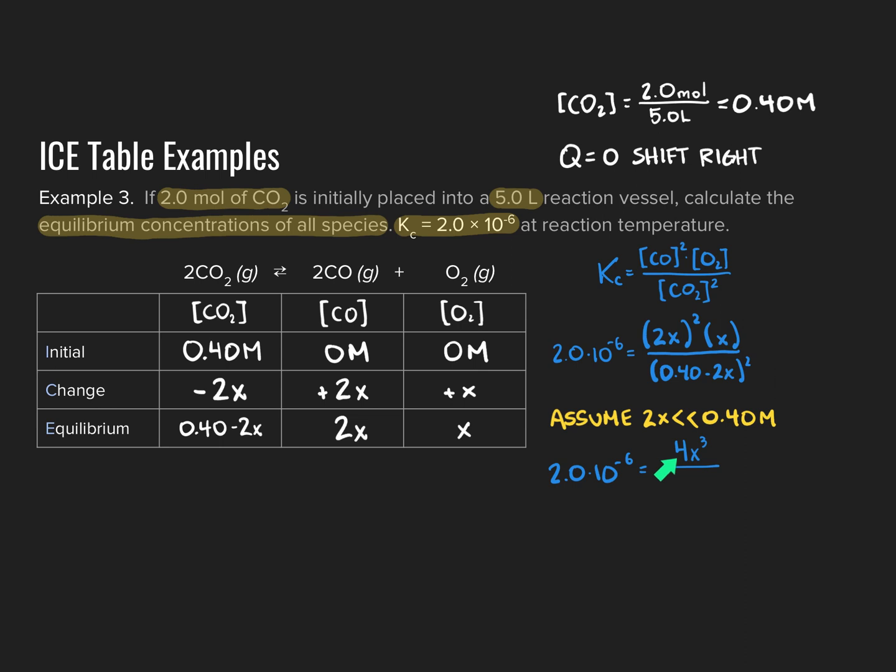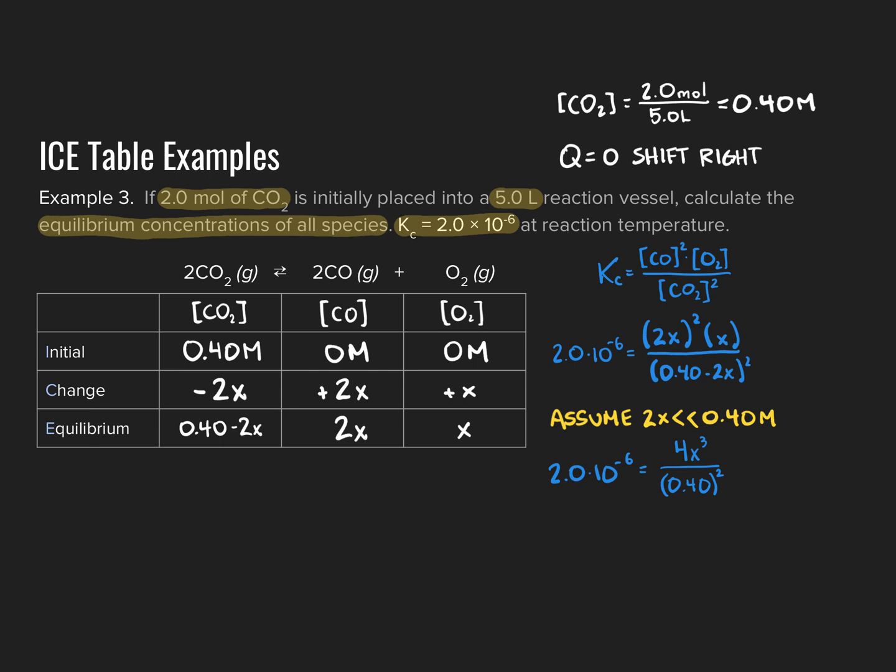And then in my denominator, here's the tricky thing. If the value of 2x is very, very small compared to 0.40, then 0.40 minus that very, very small value of 2x would essentially be very, very close to 0.40. So I'm going to do a little bit of a mathematical cheat here. I'm going to assume that 0.40 minus 2x is essentially equivalent to 0.40. Now I recognize that mathematically that is not entirely true, but it's probably going to be close enough to being true that it's not going to majorly impact the overall calculations that I'm doing here. So I'm going to simplify that denominator now to simply just 0.40 squared.